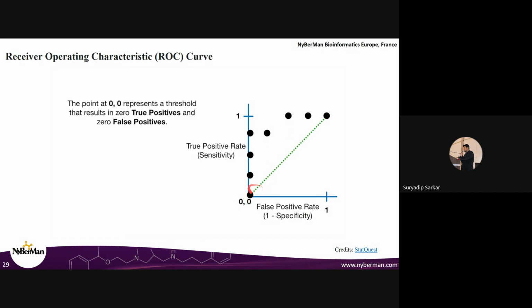The point at 0 comma 0 represents a threshold that results in 0 true positives and 0 false positives. Okay. Neither did we correctly classify any of the obese samples, nor did we incorrectly classify any of the non-obese samples. Or in other words, we incorrectly classified all the obese samples, but correctly classified all the non-obese samples. Okay, that is how you interpret it.